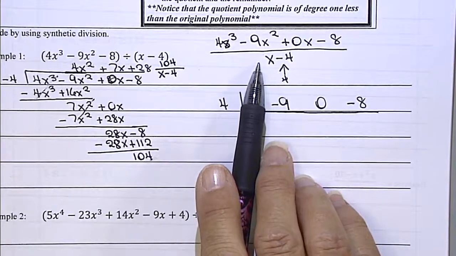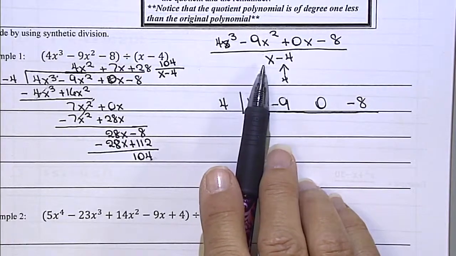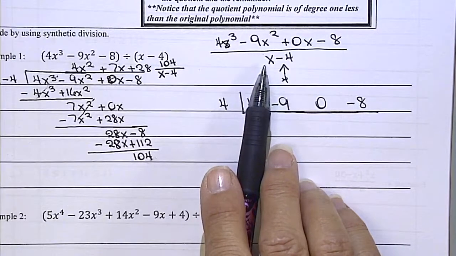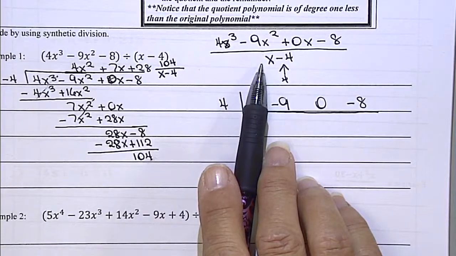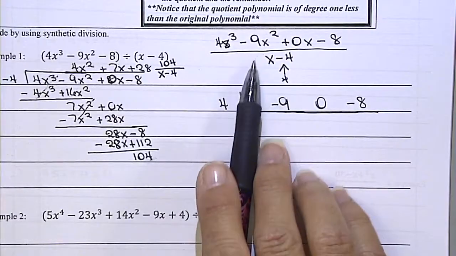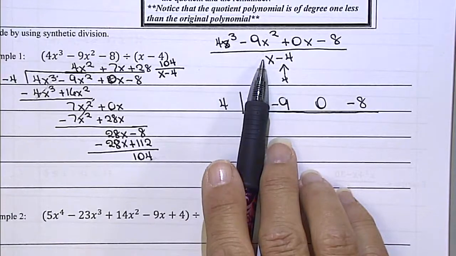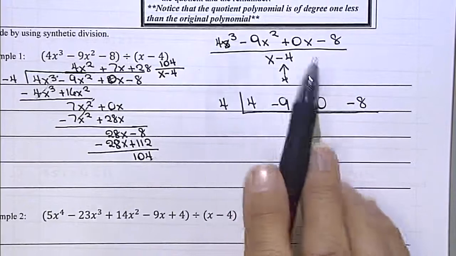This will not work if I had 2x plus 6, 2x minus 4, 3x, anything. It's not going to work. You can only do synthetic division like we're doing it if the coefficient in front of that x term is a 1. That's the only kind of problems you're going to have in this class, okay? So this is why we can do it.